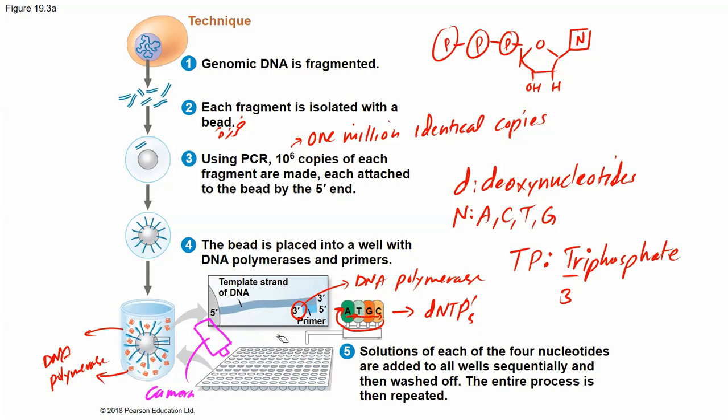Then we have C added. And then again, some wells will produce light, and these wells will be recorded by the camera. Okay. And then again, C will be removed, and we go back to adding A again. And this time also, the wells that will produce light are the wells that incorporated A. And this process is repeated many, many times.